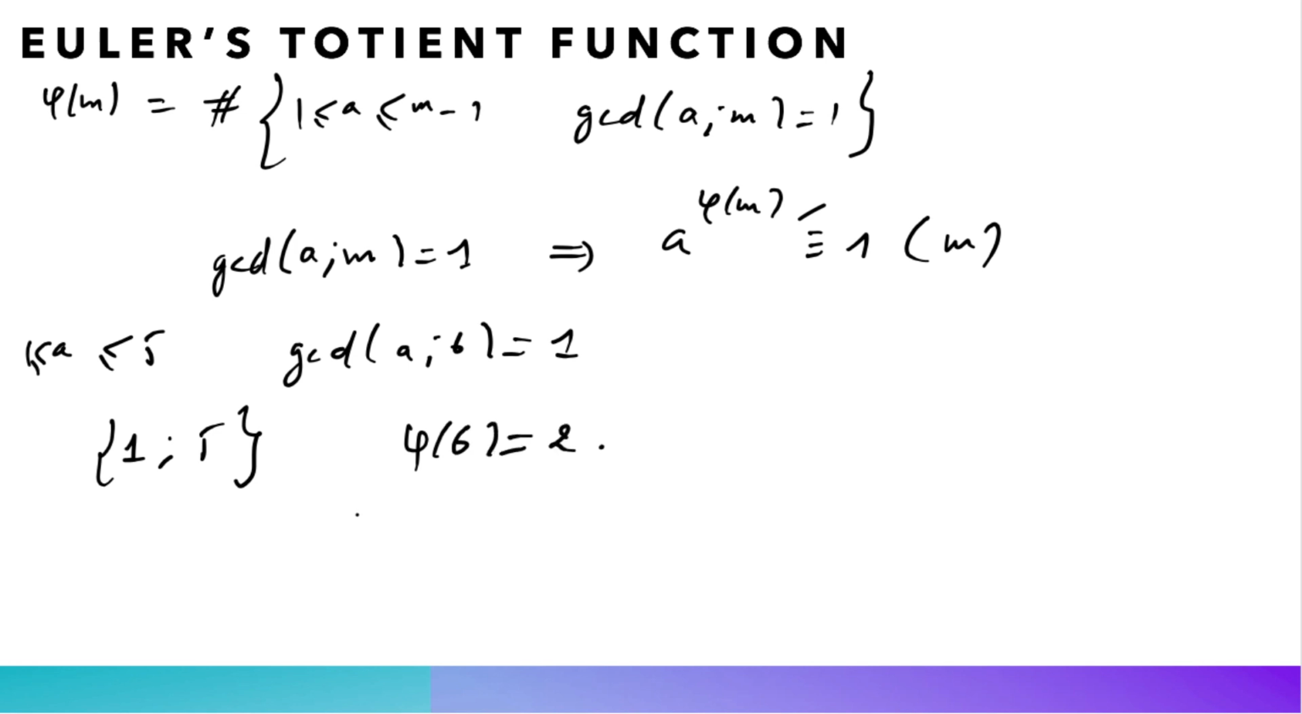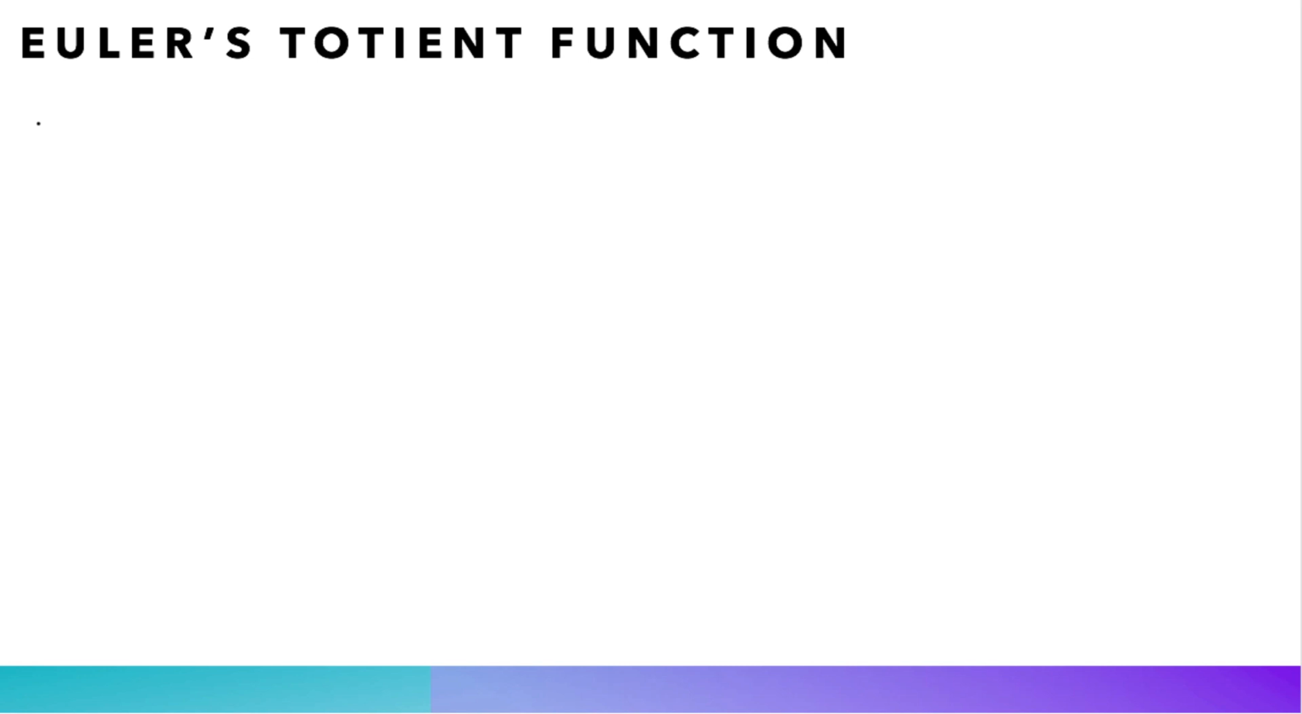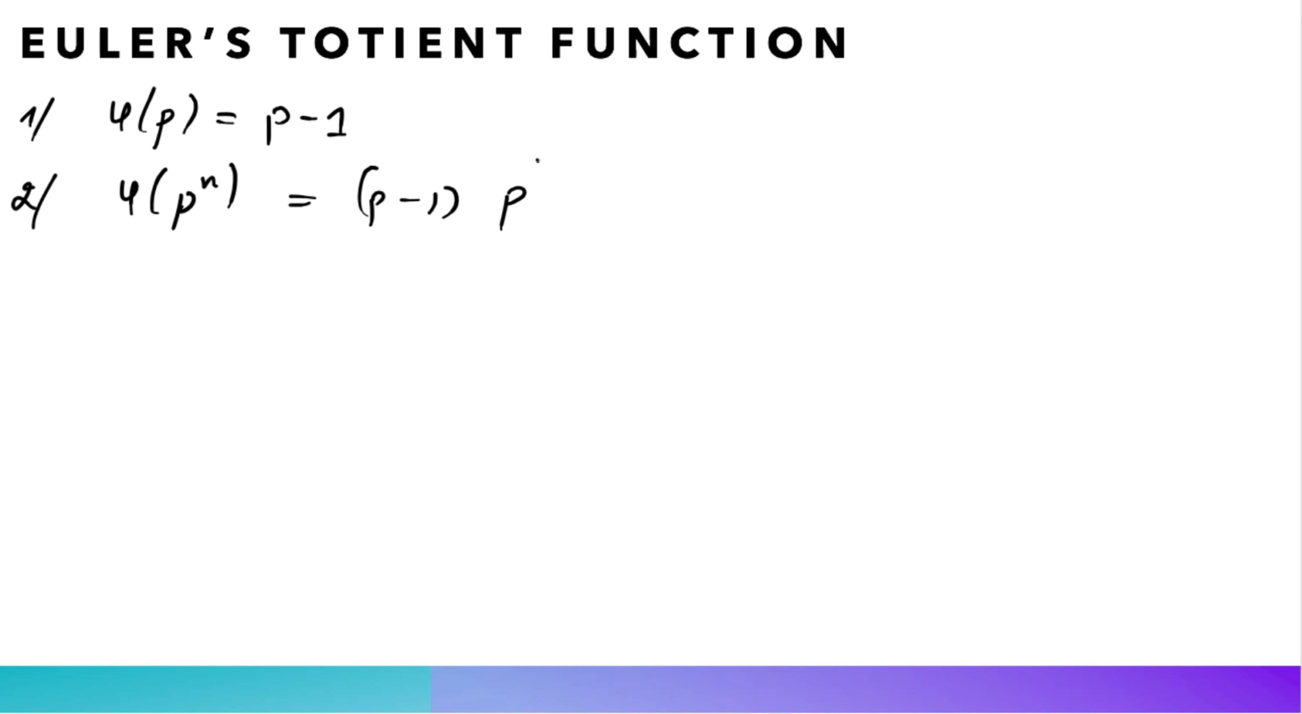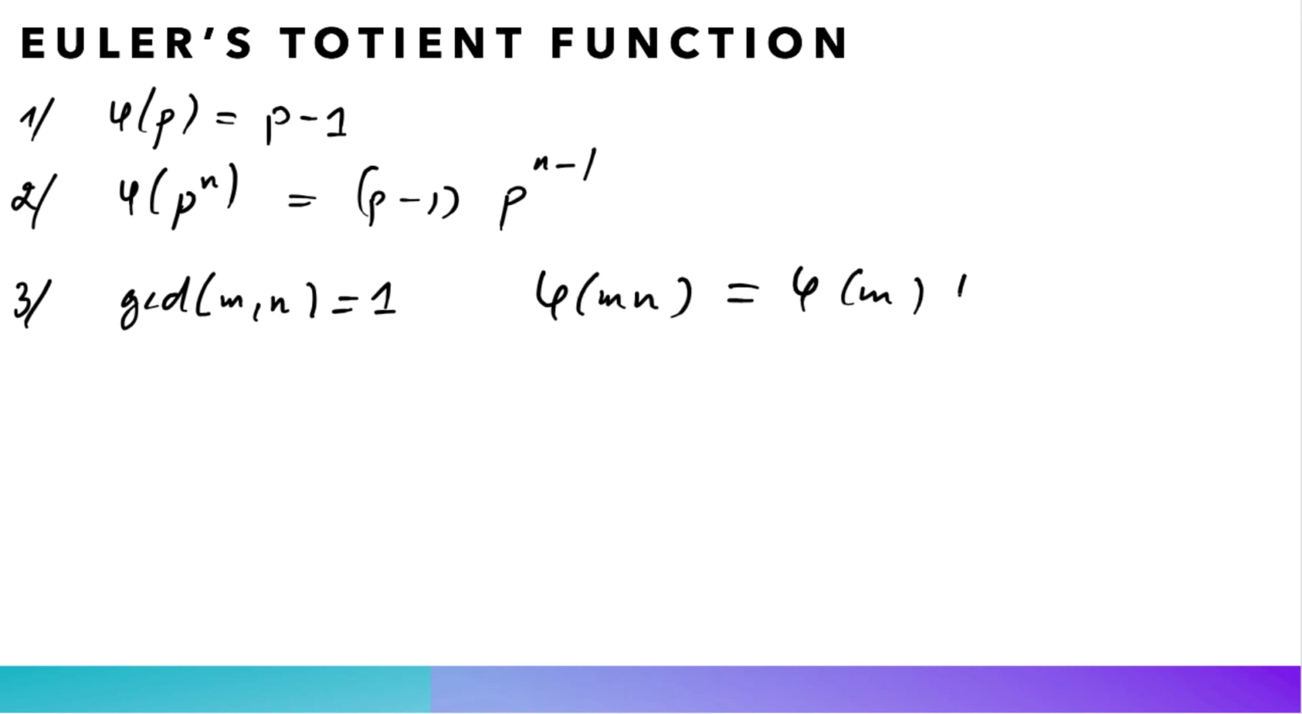We would like to find a systematic way to compute the function phi of m for every integer m. And of course, m will be taken greater than 2. In order to do this, we will prove some important facts about the function phi, and the first one is that phi of p, with p a prime number, is equal to p minus 1. Second fact is that phi of p to the n is equal to p minus 1 times p to the n minus 1. And finally, and this is the most important thing about the function phi, is that if the GCD of m and n is equal to 1, then phi of m times n is equal to phi of m times phi of n. Why is this important and how is this going to be helpful for us?